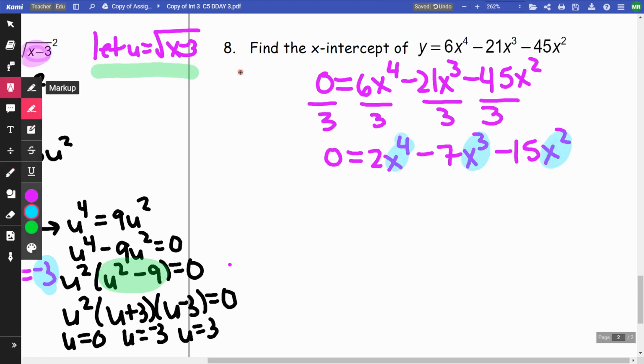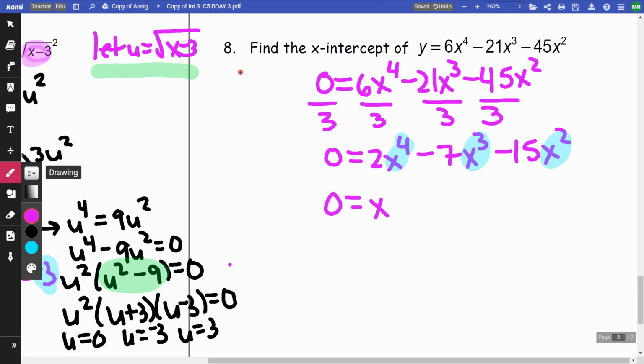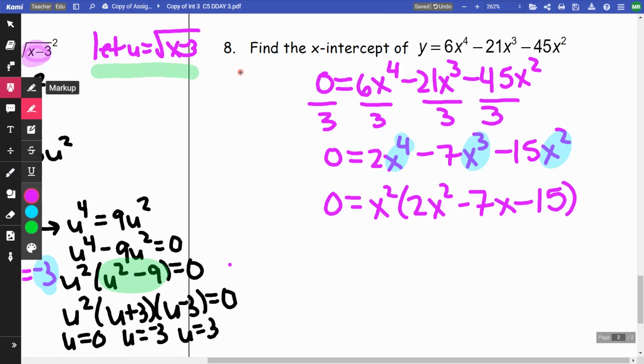Then I notice that I've got all of these x to the 4th, x to the 3rd, x to the 2nd. The smallest one I have is x to the 2nd, so that's the most I can take. So I'm going to have 0 is equal to, I'm going to factor out an x squared. I'll be left with 2x squared minus 7x minus 15. And again, we've been practicing factoring every week. Hopefully we can factor this further.